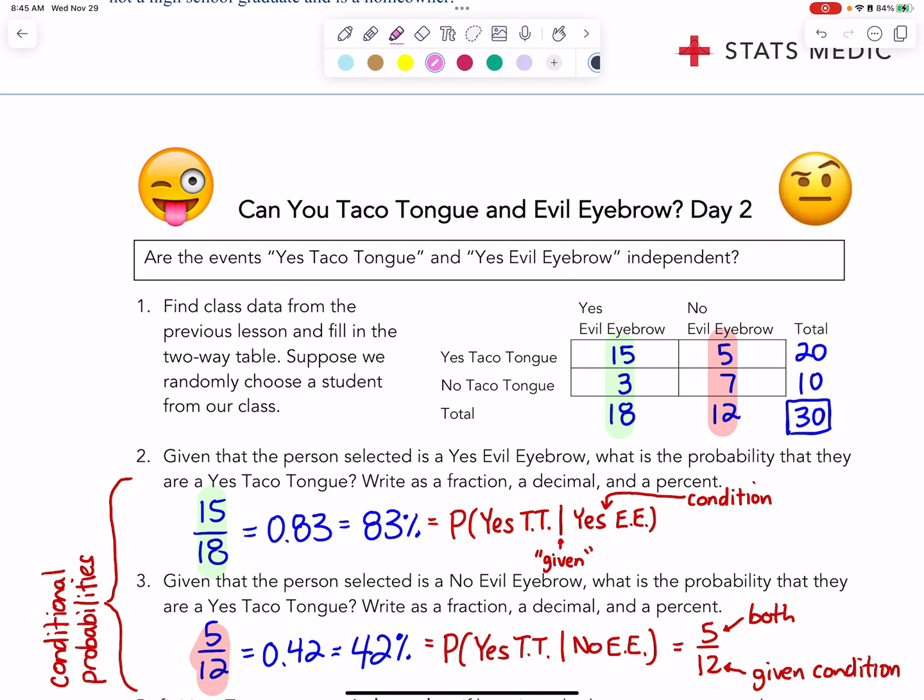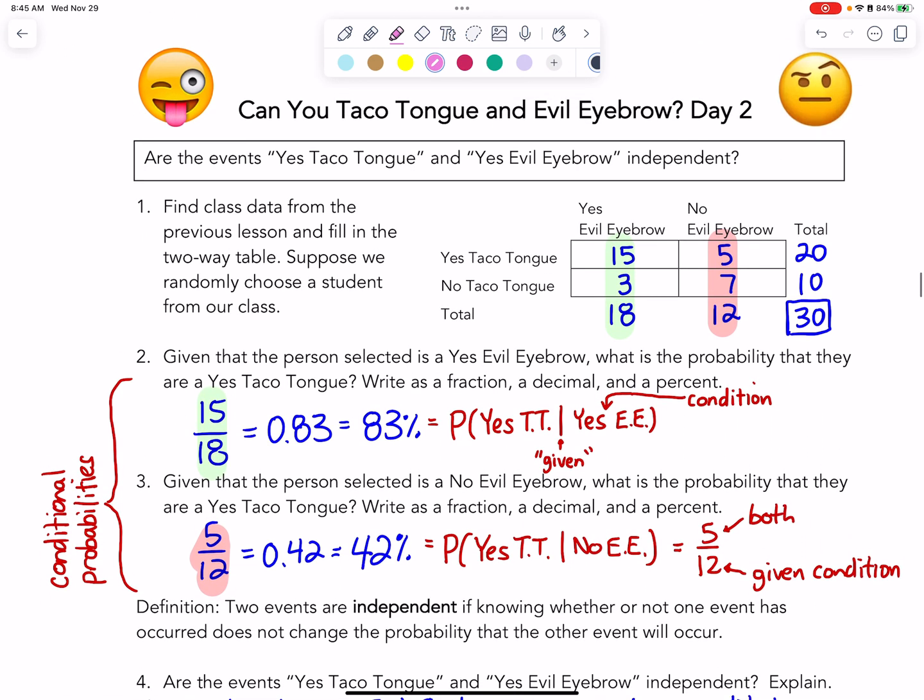But this is now saying, given the person has yes, evil eyebrow, so this green column that I have, what's the probability that they also have taco tongue? Basically what I'm asking for is just the people that can do evil eyebrow. I'm only talking about the people that I'm sampling as evil eyebrow. So the denominator is going to be 18, and then that's going to be 83%.